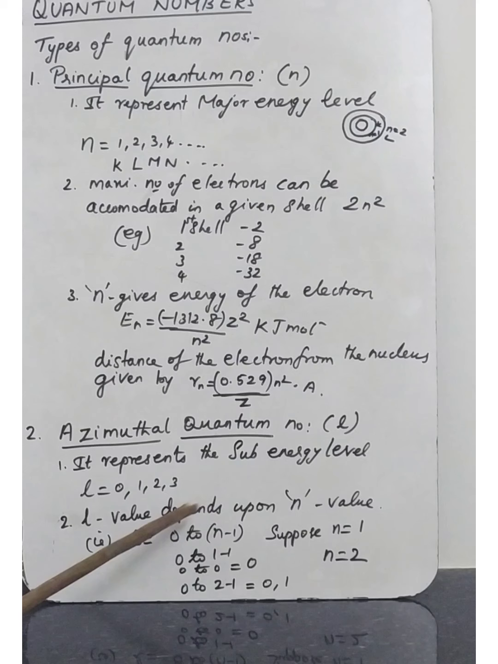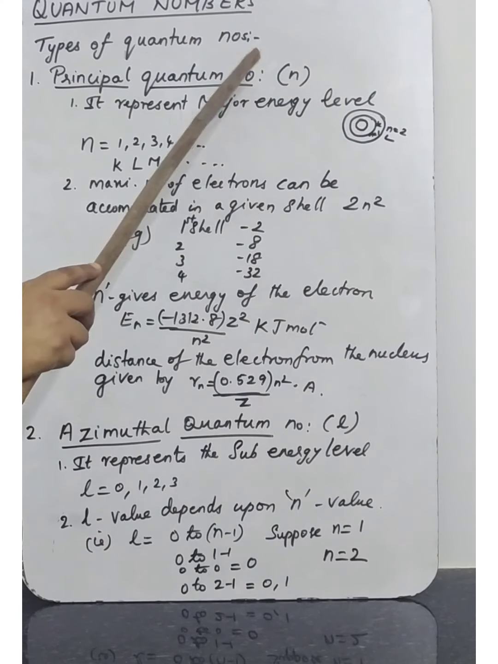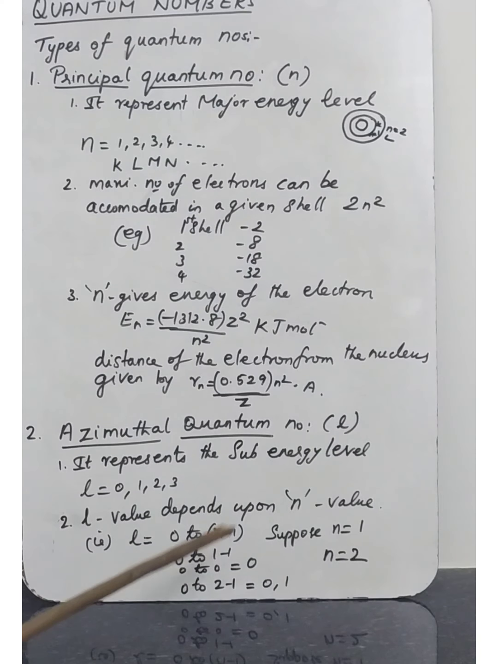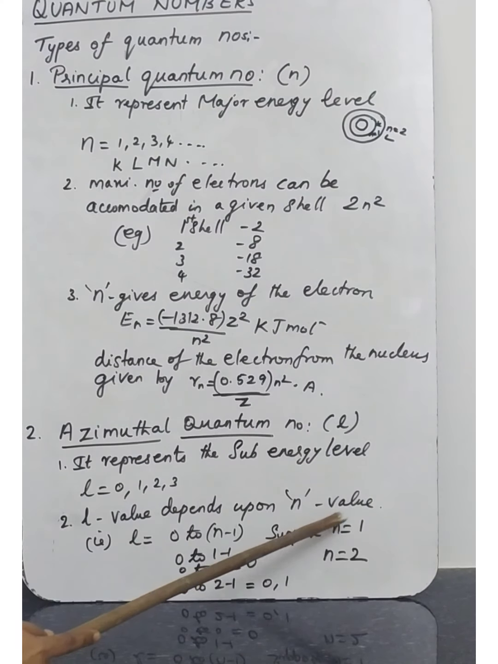Next, l value, as I already said, represents the sub-energy level. So l values depend upon the n value. How can we find the l value? It is given by the formula l is equal to 0 to n minus 1. Suppose the n value is equal to 1: 0 to 1 minus 1. 1 minus 1 is equal to 0, so 0 to 0, that is nothing but 0.